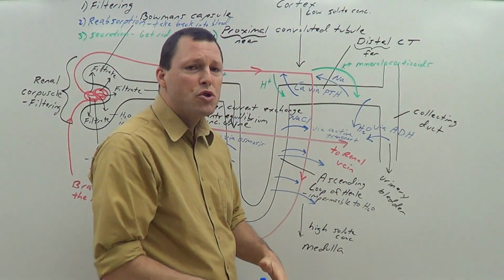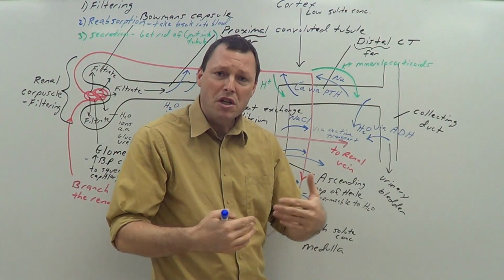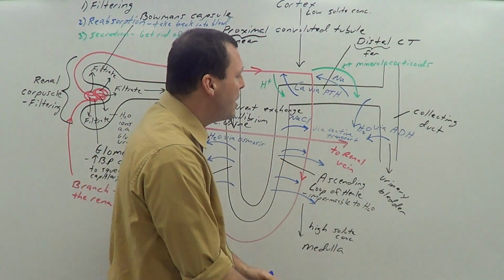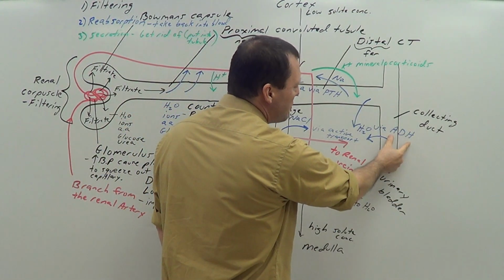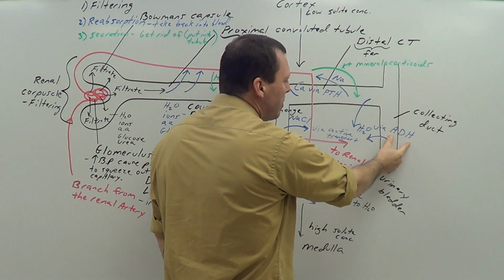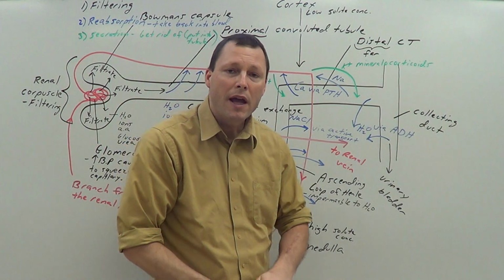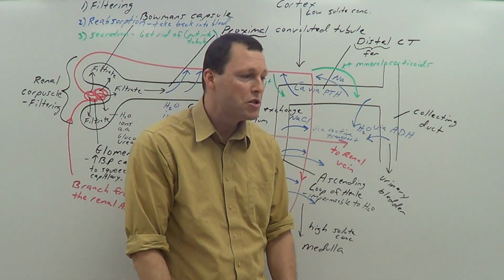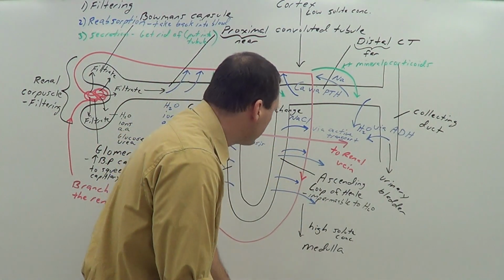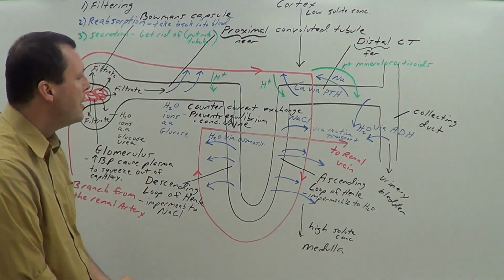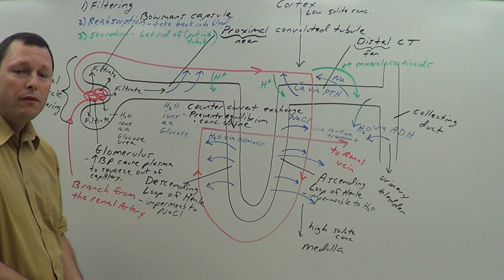If I want to reabsorb lots of water because I'm dehydrated or will be soon, then my body's going to produce lots of antidiuretic hormone. And that's going to promote the reabsorption of water into my blood, and I'm going to retain as much water as possible. And that's going to be it for the nephron.